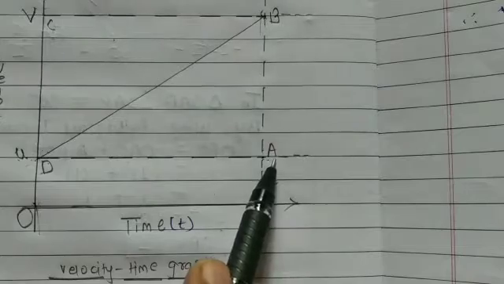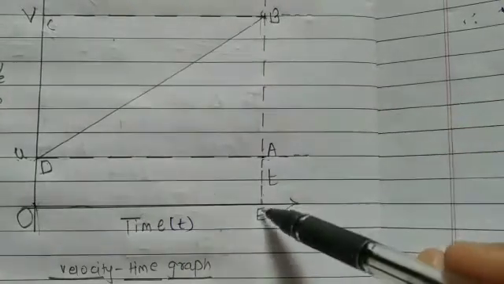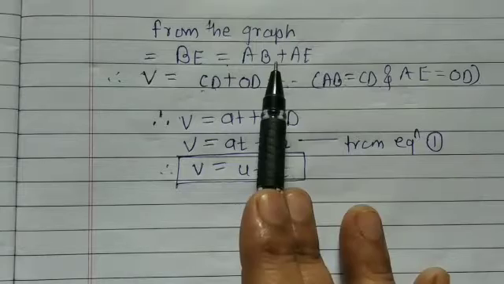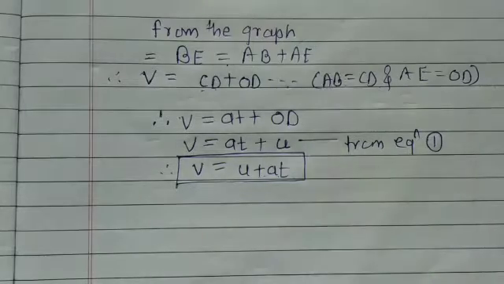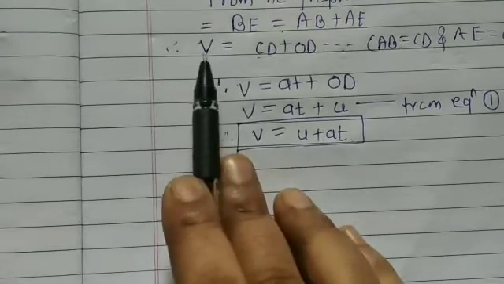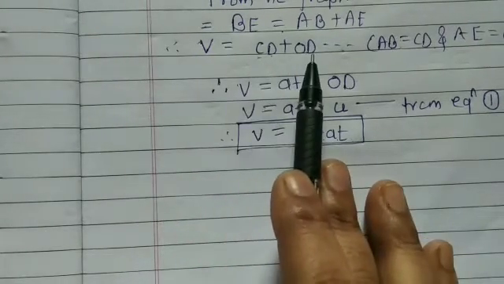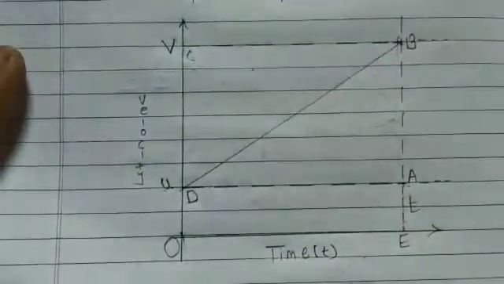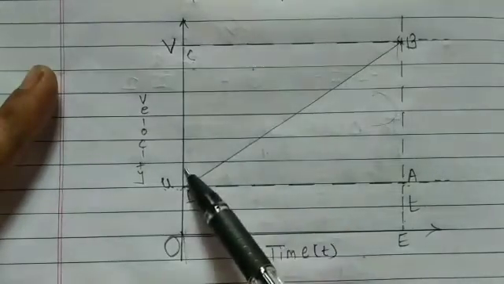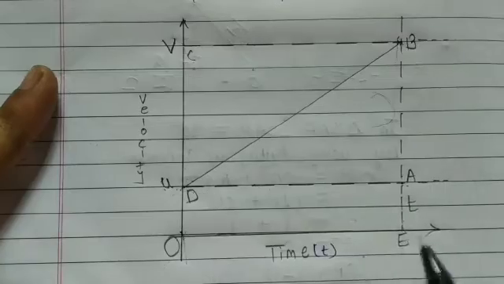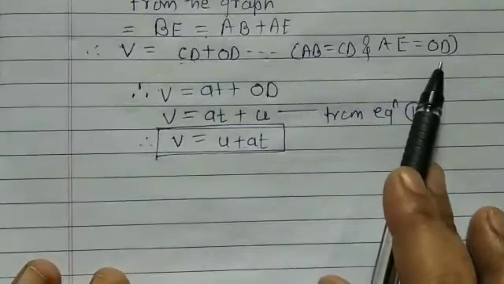Let us take, student, from the graph, what is BE equal to? Yes, BE is equal to AE plus AB. We can write it here: BE is equal to AB plus AE. Student, already we know that V, the final velocity, means CD plus OD. In the graph, CD is equal to AB. Clear? OD is equal to AE. Only I write it here.